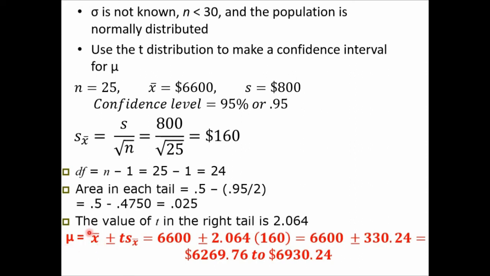We can take this value and substitute it in the inequality, and that will give us, here is mu, estimated by the point estimate x bar plus or minus t times the standard error. The point estimate x bar is 6,600, that's given, and the standard error we calculated a minute ago, and it was 160, and here is the t-value that we just found from the table, and that gives us the complete estimate to be 6,600 plus or minus 330.24. Or we have a range of estimation from about 6,269 to 6,930.